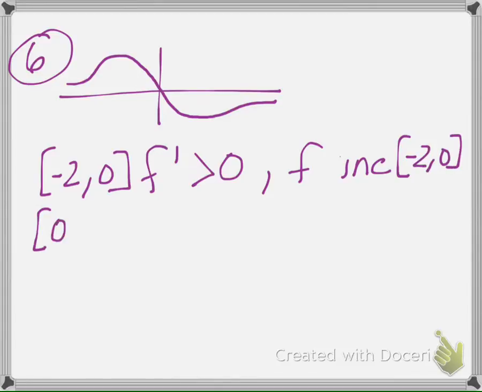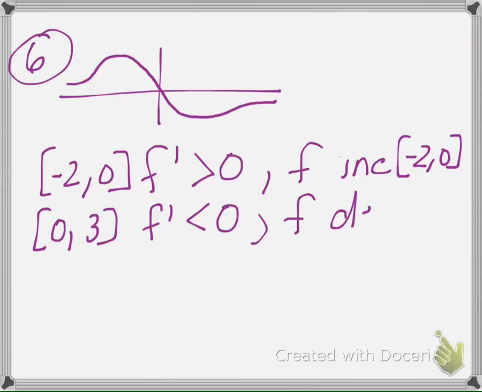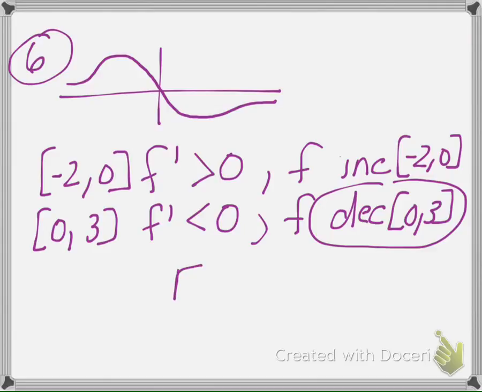Then, from 0 to 3, you can see all the values of f prime are less than 0, so that means the slope is negative. So when the slope is negative, that's because f was decreasing from 0 to 3. So the question is asking, when is it decreasing? That would be here, from 0 to 3, and that is choice E, and that finishes the sheet.